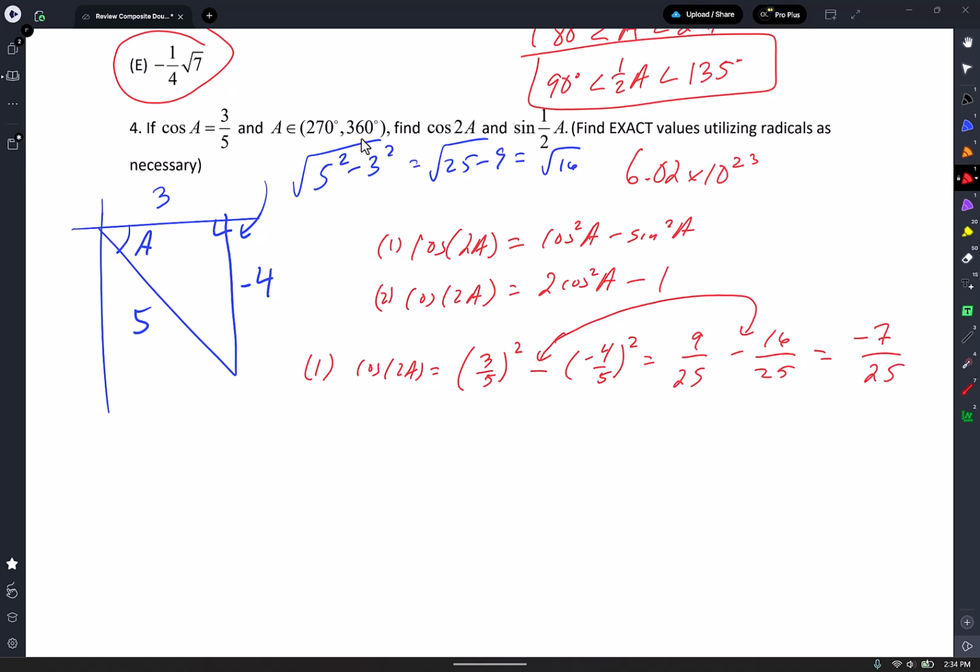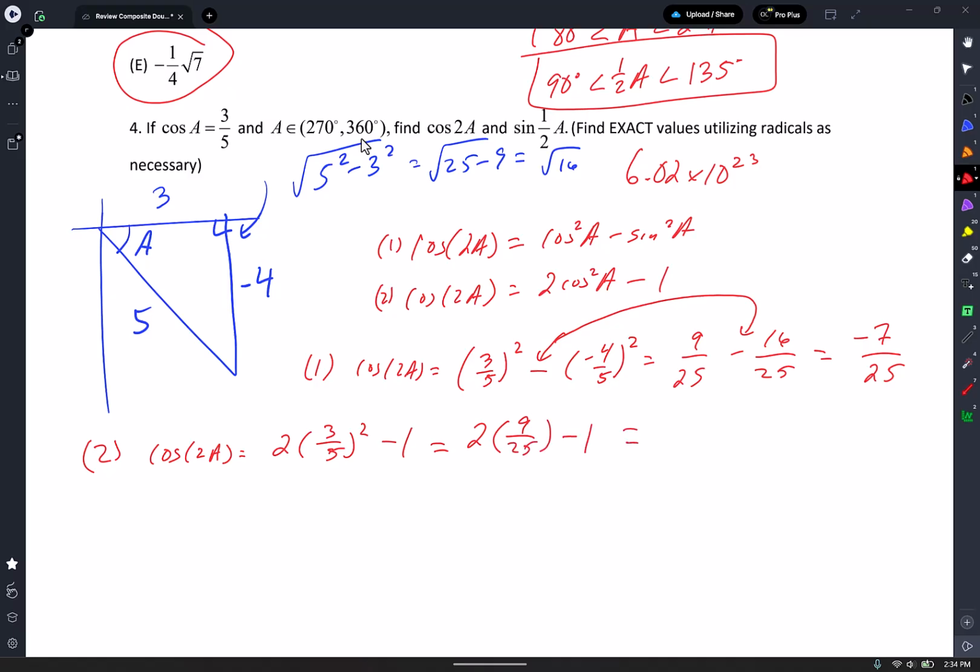Yay or nay? All right. Chav, would I have gotten the same answer if I would have used formula number 2? I mean, you should. It says cosine 2A. Let's see. Cosine 2A equals 2 parenthesis 3/5 close it squared minus 1. Let's see. 2 parenthesis 3/5 squared, 9 over 25, close it, minus 1.